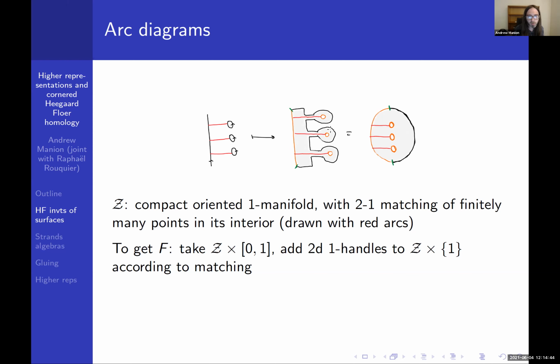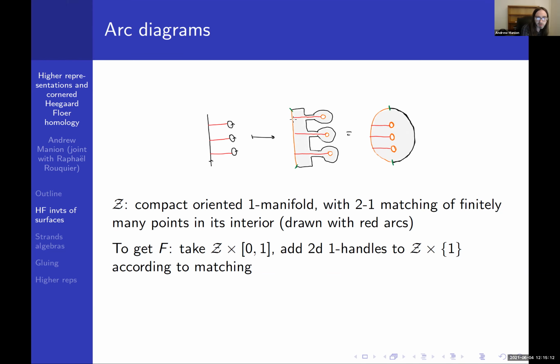And now what am I going to do? That's my F, but I define the sutured data on one side of this thickened Z, on say the Z times 0 side. I'll make that the orange, the unstopped boundary. And so that's this interval and these 3 circles here. And then the rest, including the boundaries of these handles that I added, that's going to become the stopped boundary.